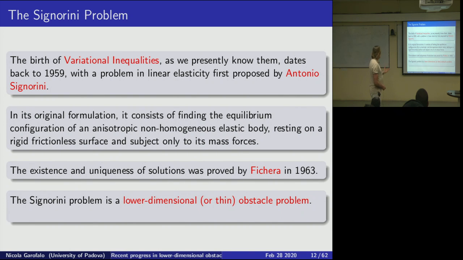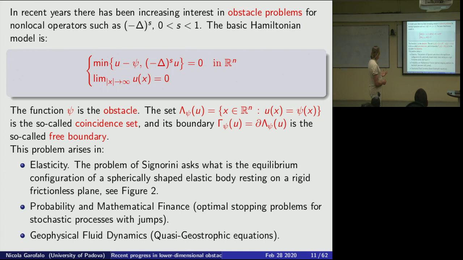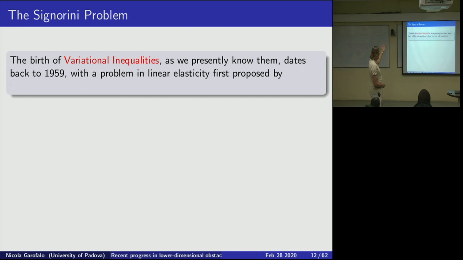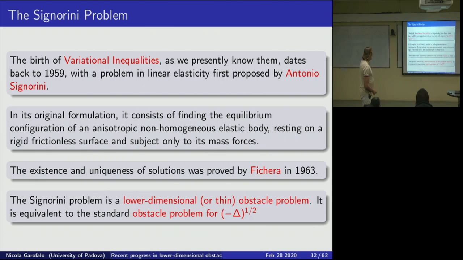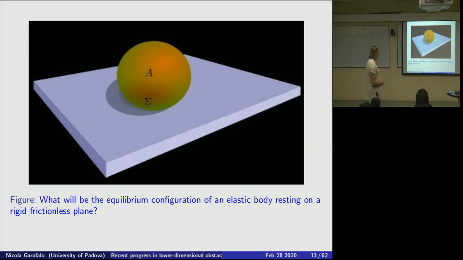So the Signorini problem is a lower dimensional obstacle problem, and you don't see it in this formulation, of course. In this Hamiltonian formulation I'm talking about, this just looks like a classical obstacle problem for the fractional powers of the Laplacian, but you will see soon that the problem is equivalent to a lower dimensional obstacle problem. In fact, it's equivalent to a lower dimensional obstacle problem for minus Laplacian to the power 1/2. And so here is a picture. You have a body here, and it's at rest, and it's subject only to its mass forces, and you're asking what is the equilibrium configuration.